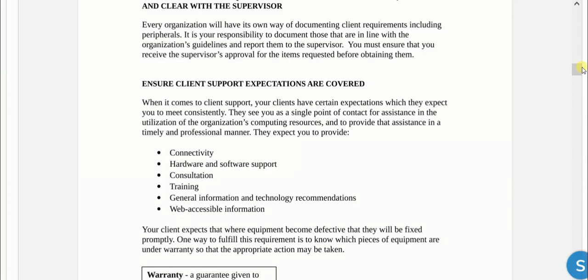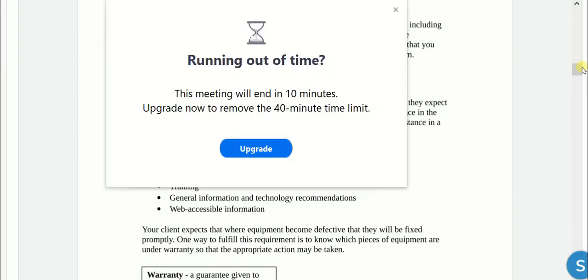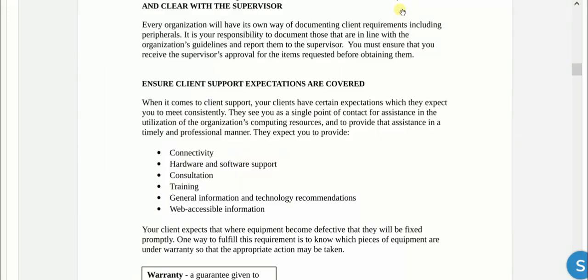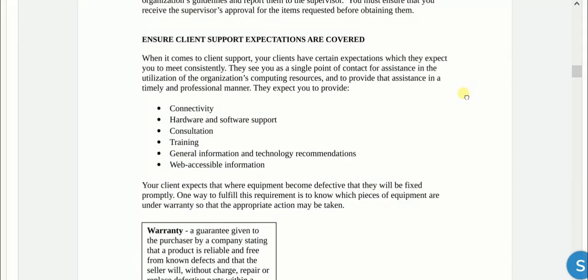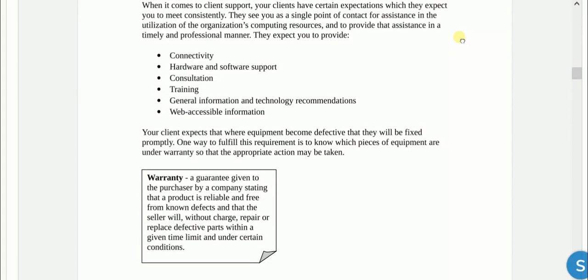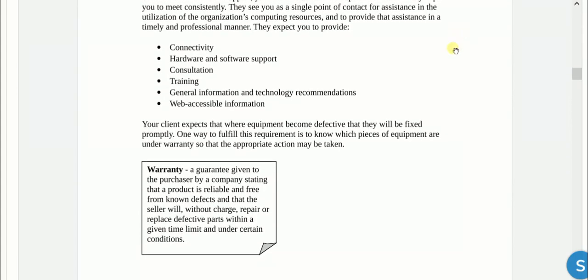A guarantee given to a customer that whatever they purchase will work accordingly, and that if anything should happen, the seller is responsible to repair or replace any damage, or repair or replace any parts over a period of time without any cost to the buyer. Yes, so that is what a warranty is all about.